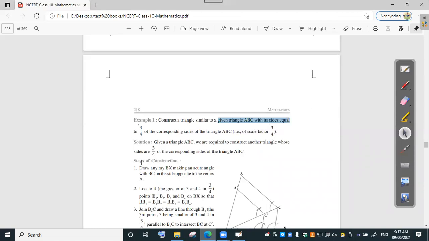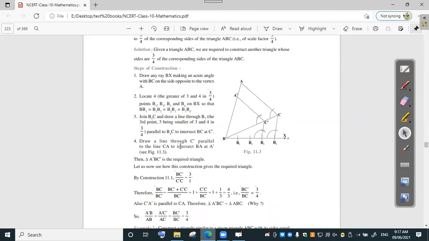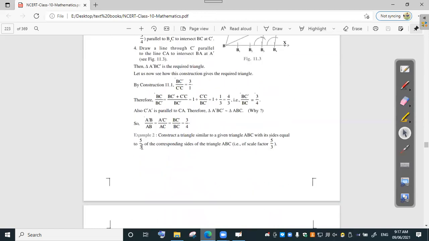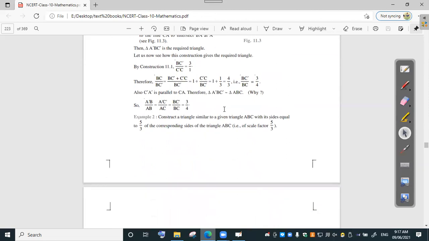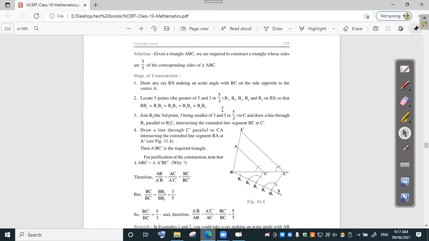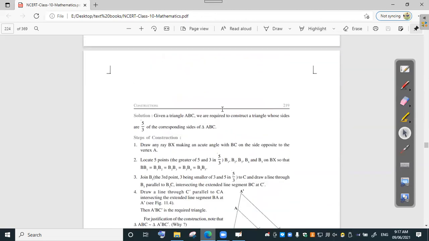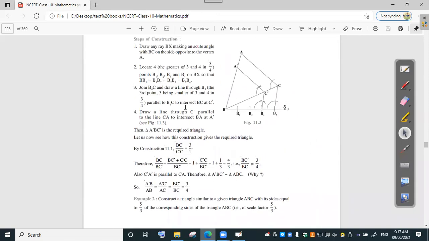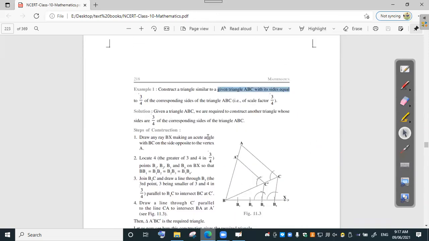Here you can see that the scale factor is 3:4, that is 3 upon 4. So there are two types of construction. Here the denominator is bigger than the numerator, and in the next type, the denominator is smaller than the numerator. Before starting, you should see whether the denominator is bigger or smaller. I will tell you what the difference is in doing it.